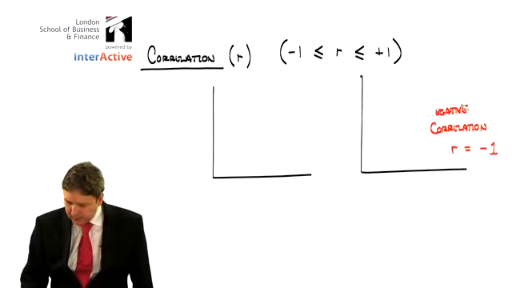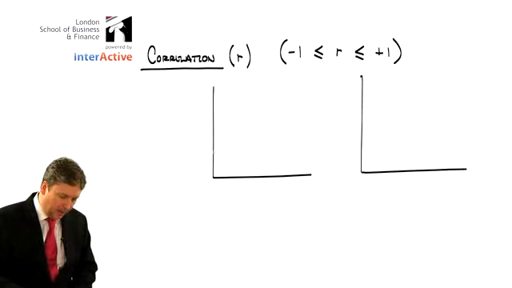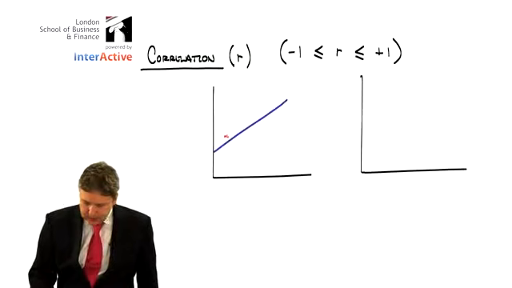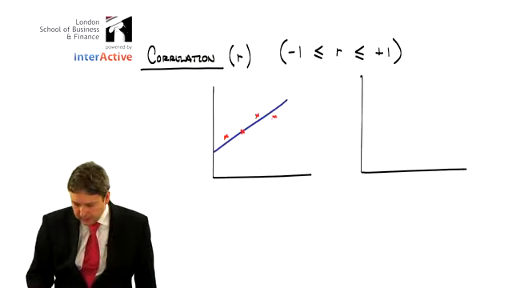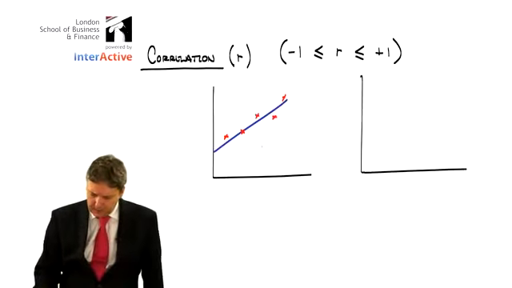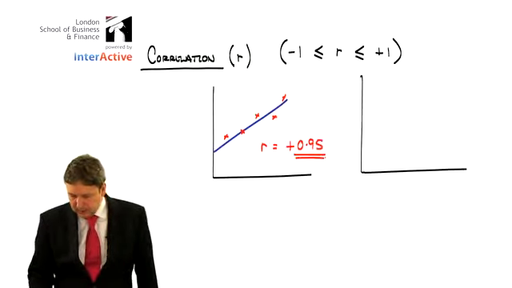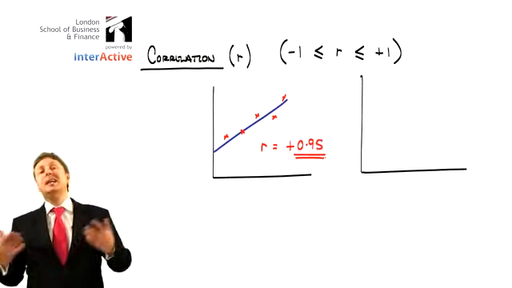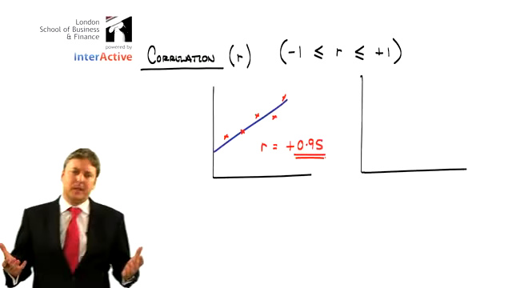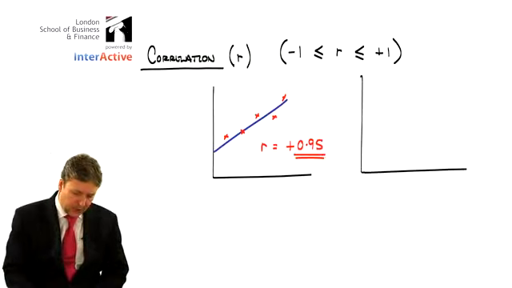So let's just look at a couple of other illustrations. Let's have our positive relationship. Let's just suggest that the data is close to the line, but not exactly on it. Here we may have a value something like r equals plus 0.95. Now we would maybe describe that as near perfect correlation. And if it's near perfect, we'd still be happy that the data supports the line well.